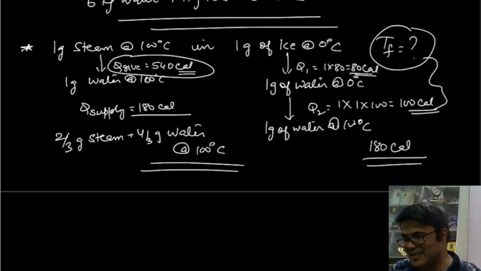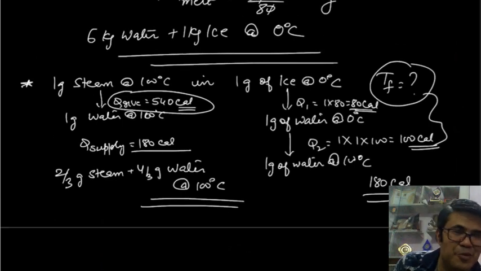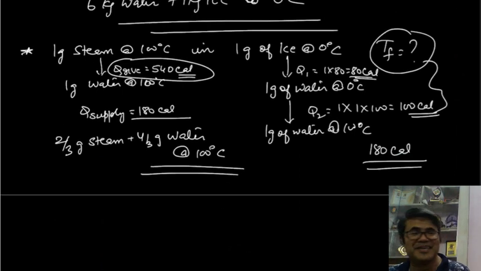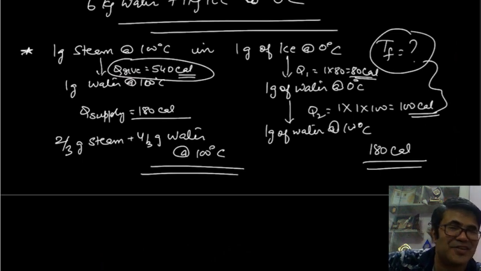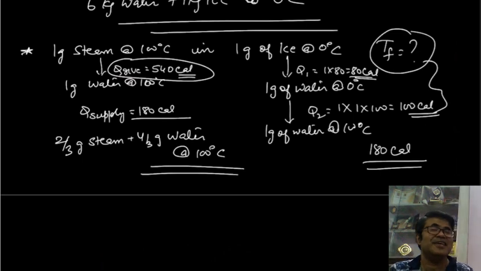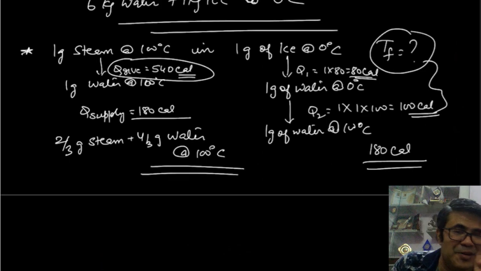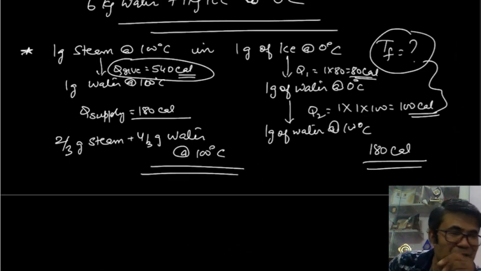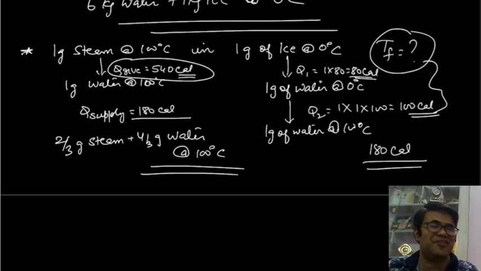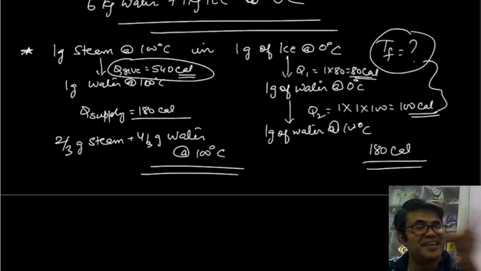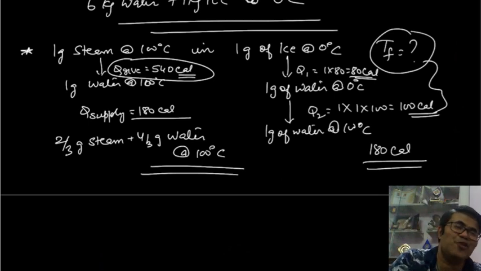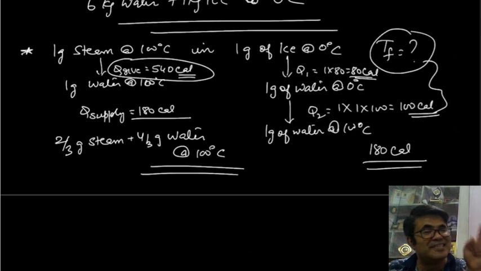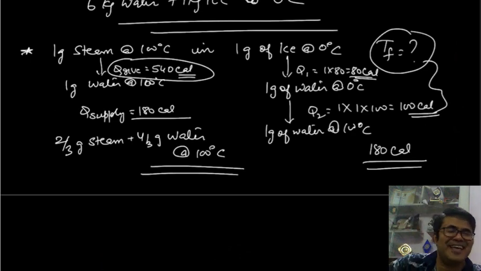This appears somewhat amusing to students at first, but it is the answer. If you mix 1 gram of steam at 100 with 1 gram of ice at 0, the final temperature will be 100 degrees Celsius. If you take 2 grams of ice with 1 gram of steam, you will still have 100 degrees with 1/3 gram of steam left and 5 by 3 grams of water. And if you take 3 grams of ice with 1 gram of steam, the steam will condense completely, but still the temperature would be 100 degrees Celsius.